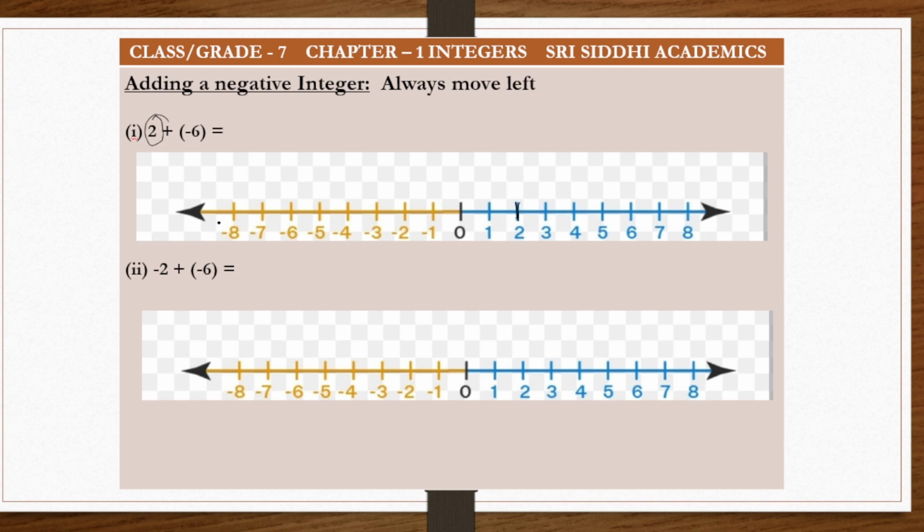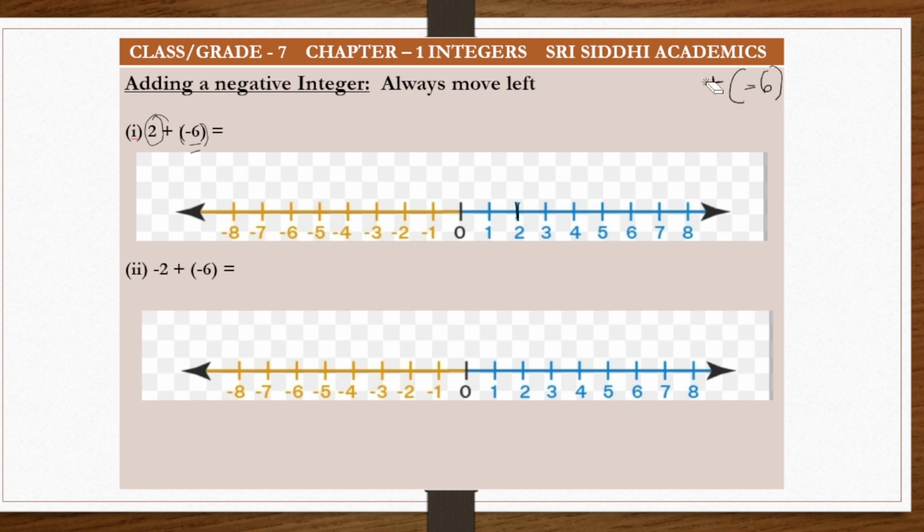Now what are we adding with 2? We are adding a negative integer, minus 6. Why is there a bracket? The bracket encloses the negative integer. When there are two different signs, see here, plus is there outside, which is for addition, and inside we have minus 6. Okay, so plus and minus, two different signs.